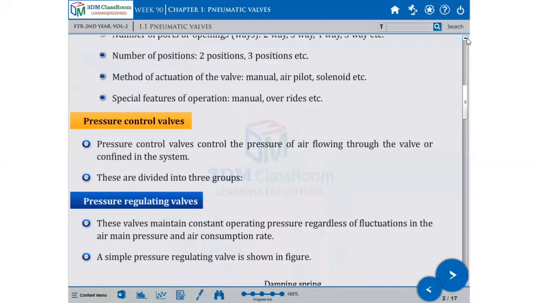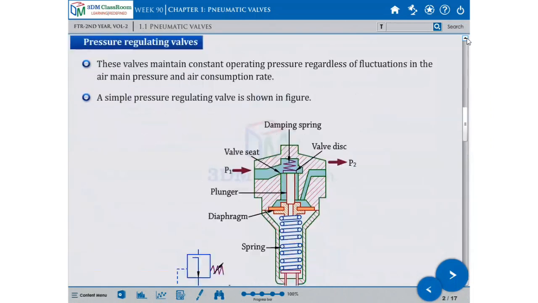Then pressure control valve controls the pressure of the air flowing through the valve or confined in the system. If the pressure of the air rises, it gives the signal to the main control. These are divided into 3 groups. So pressure control valves are divided into 3 groups.